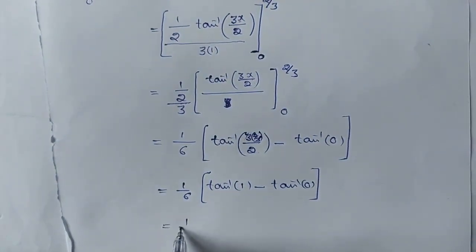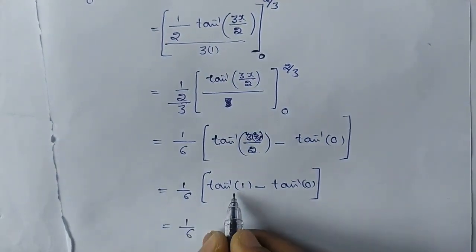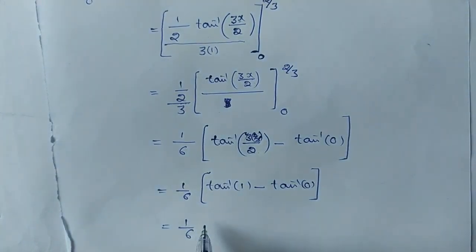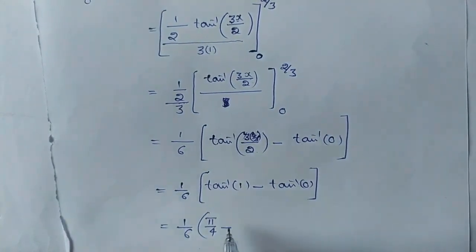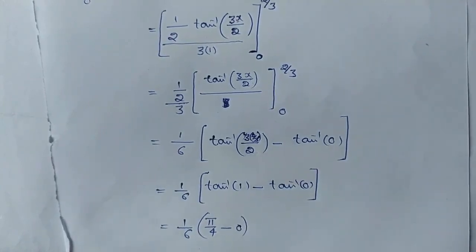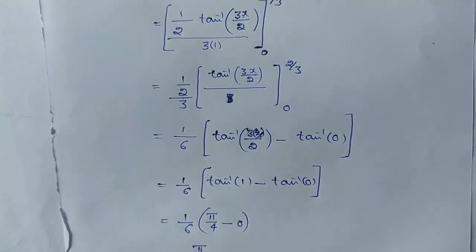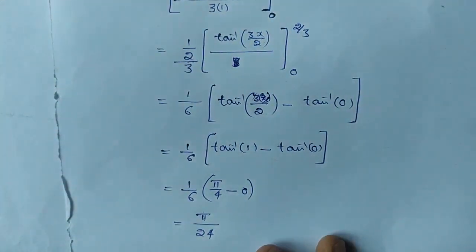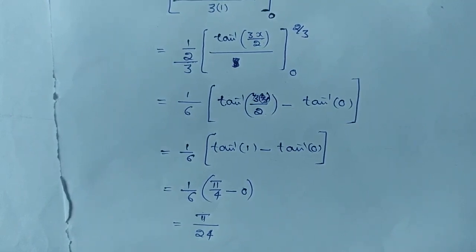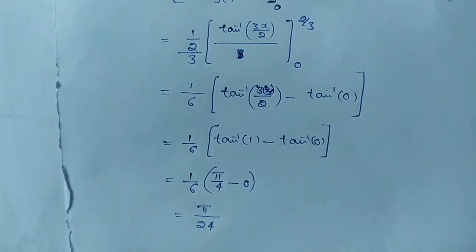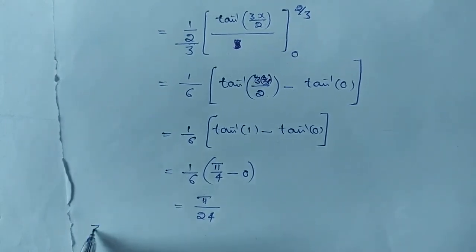That is equal to 1 by 6 into tan inverse 1, which is pi by 4, minus tan inverse 0, which is 0. That is equal to pi divided by 24. Hence it is the solution for the given question. Next, see the next question, 33.